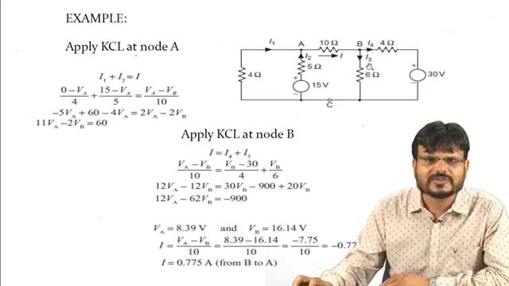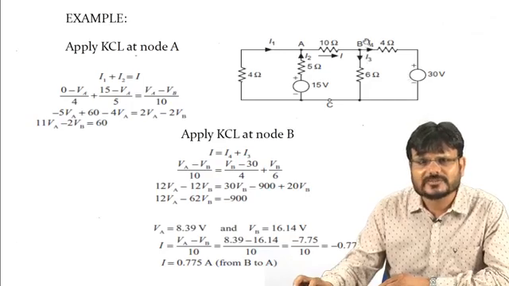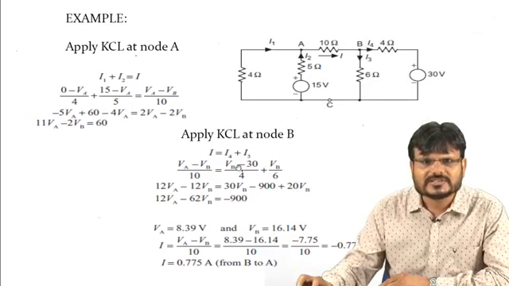And this I4 is equal to what? Because current is flowing from B to the 30 volt source, that means this potential is higher. So this I4 is VB minus 30 upon 4. And I3 is equal to what? VB minus 0 upon 6.